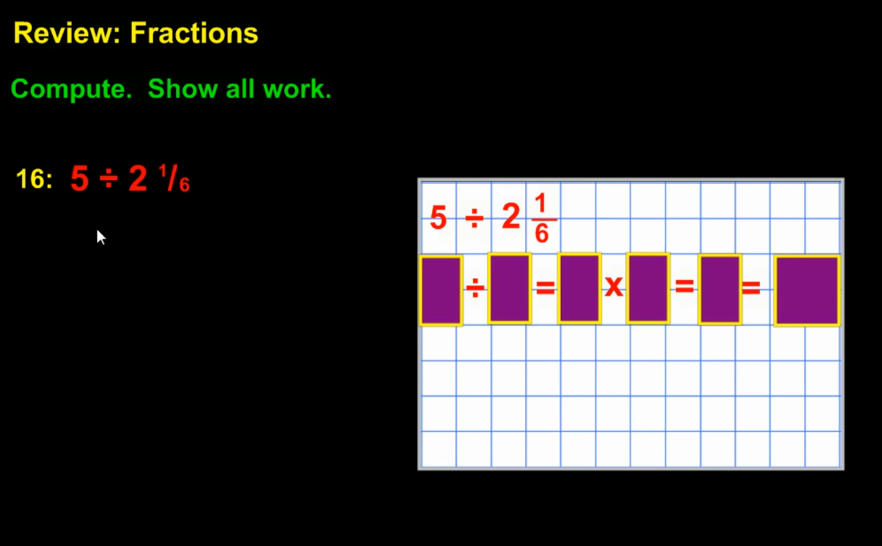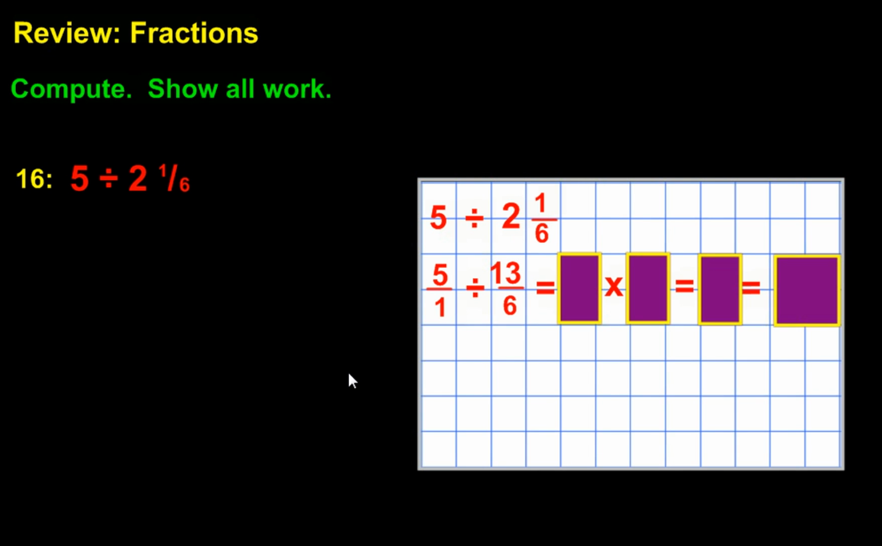Lastly, we have another division problem. So we have a whole number and a mixed number, 5 divided by 2 and 1/6. The mixed number we want to change into an improper fraction, and the 5 we want to change into a fraction. So we simply put the 5 over 1, and then we do 2 times 6 plus 1, 13 over 6.